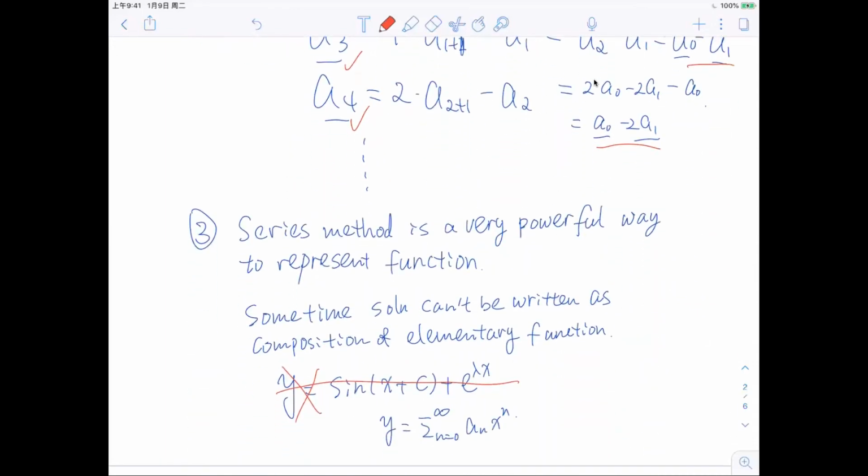And lastly, I want to re-emphasize that the series method is a very powerful way to represent functions. And sometimes the solution can't be written as a composition of elementary functions. That is, we cannot write the function in forms like this that are simple elementary functions or their composition, but we can find a solution that takes a form like this.